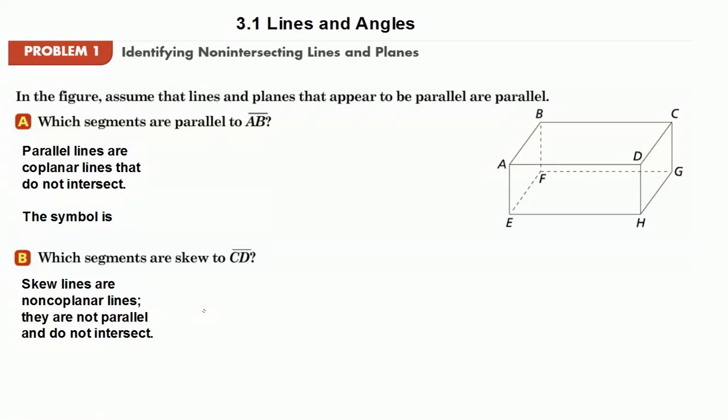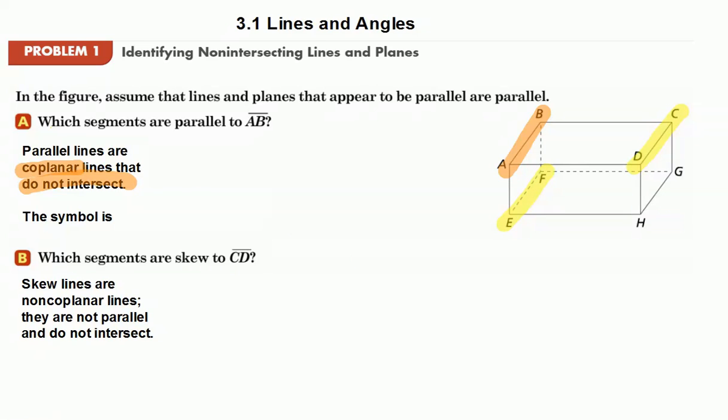So you guys already know what parallel lines are. If I look at this rectangular box, they ask us to find which segments are parallel to AB. AB is right here. Parallel lines are coplanar, and they do not intersect. So it's something you already should know. So what lines are parallel to AB? Well, the first one I could say is CD, and then I can also say it's EF.